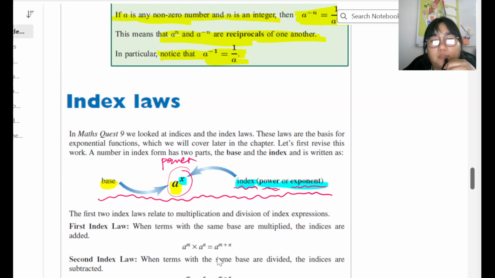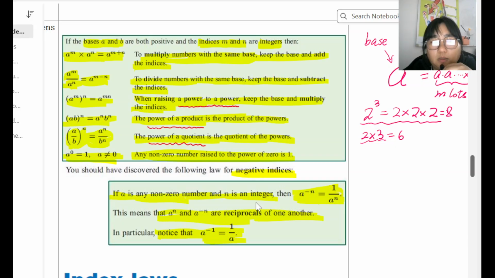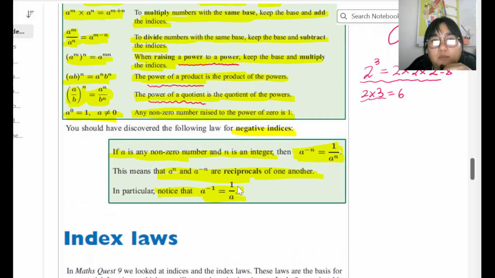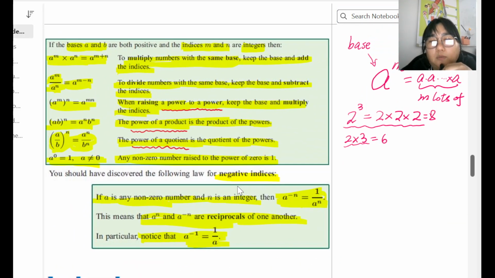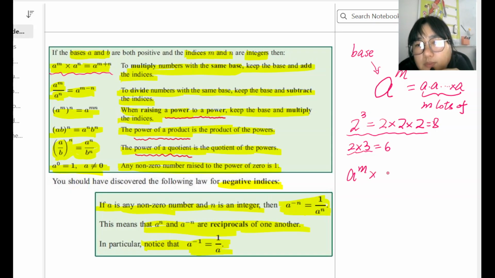Now we have a look. They introduce all these laws. We can use the Hazy one or we can use this textbook. So we use the Hazy one. First I'm talking about the first law: a to the power of m times a to the power of n equals a to the power of m plus n.